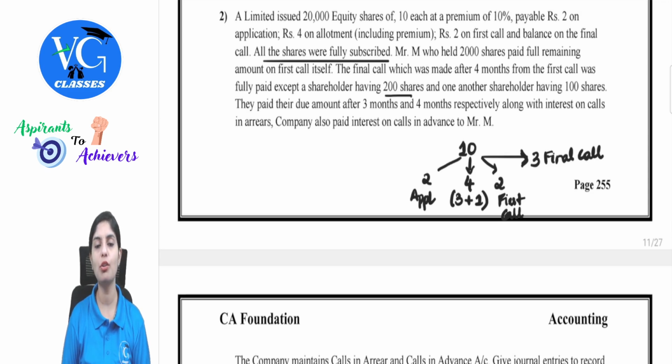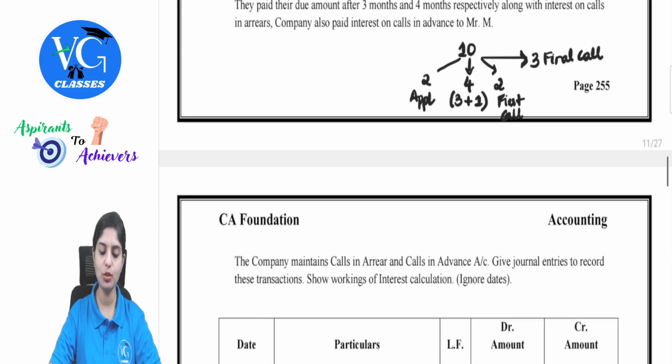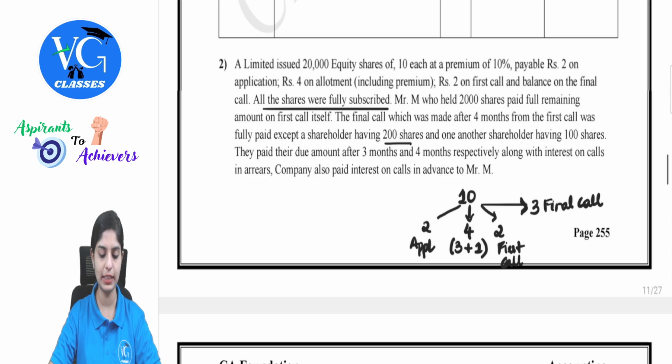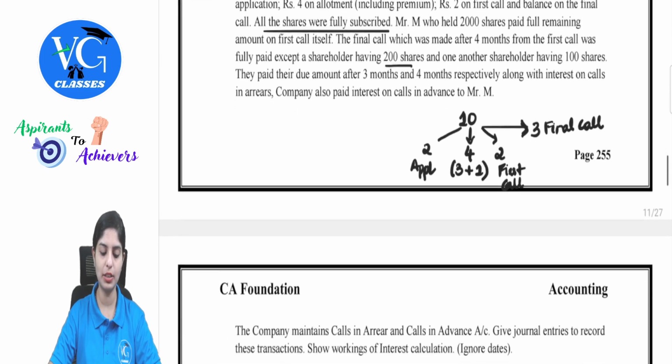Company also paid interest on calls in advance to Mr. M. See, if you observe, remember what points we understood. The rate of interest will not be available. We should know what is the rate of interest because this is prescribed as per law and not specific case, as it has to be mentioned in the question. The company maintains calls in arrears and calls in advance account, give journal entries to record these transactions, show workings of interest calculation. So they have given us enough data with respect to the details. So first they are asking us the journal entries.